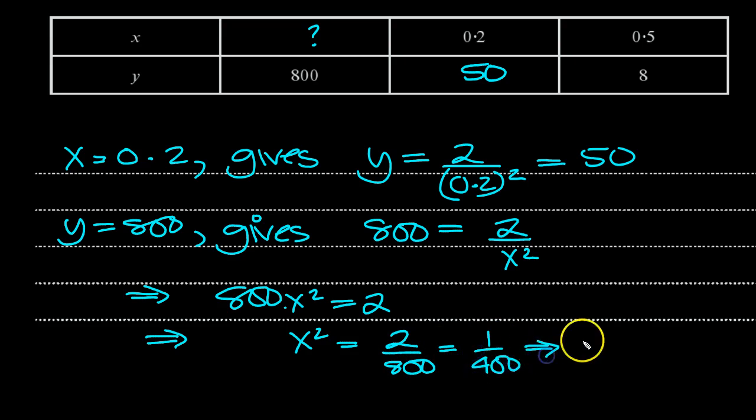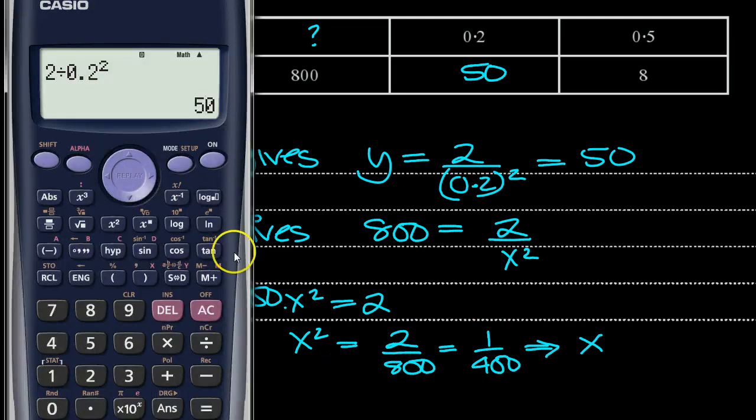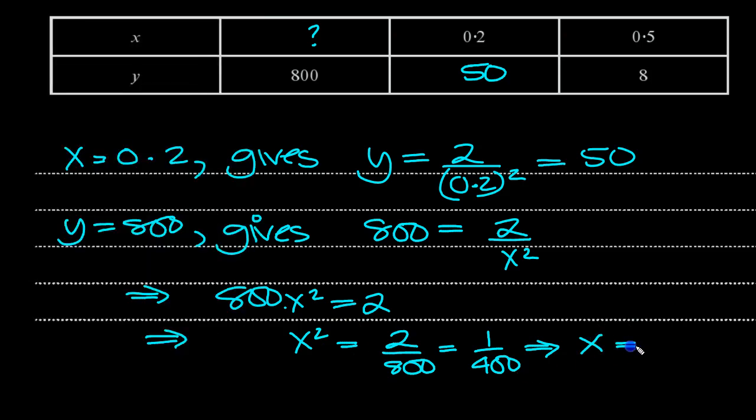Square root both sides then. So we can either square root this number or square root 1 over 400. So square root of 1 divided by 400, put that in, equals 1 over 20, 0.05 as a decimal. So we can put that in here in our table. 0.05 is the x value.